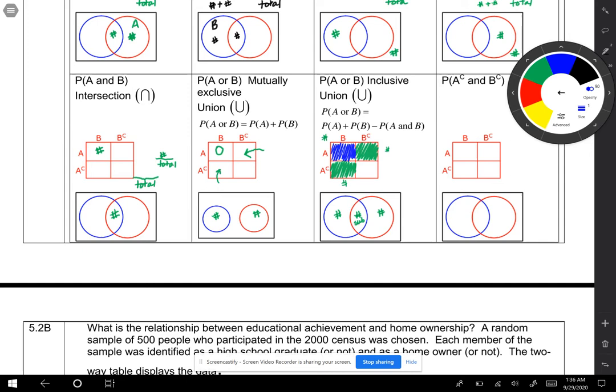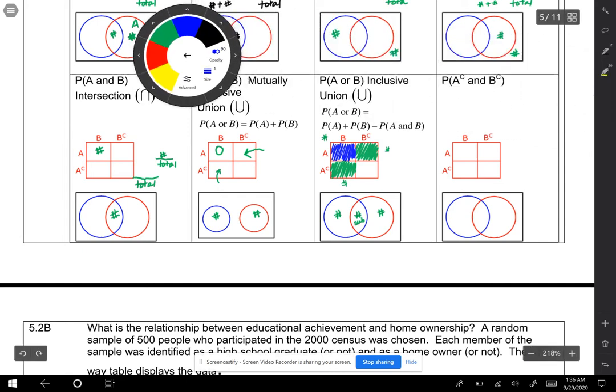And then the last one, the probability of not A and not B, would be here. And that would be everything not in either circle. So it would be all of this, because that is not in A, nor is it in B.